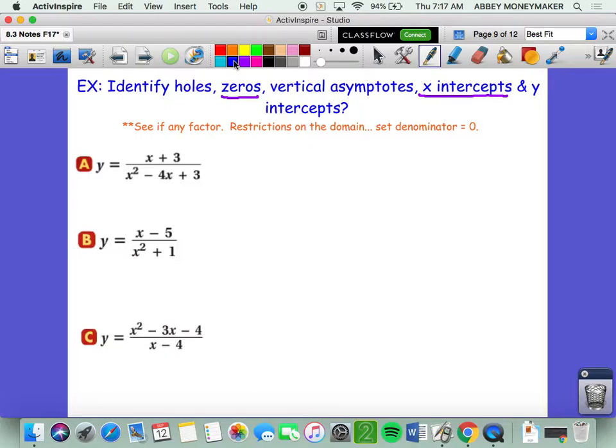On A, let's go ahead and get rolling here. The first thing you notice is this is a rational function. You have a polynomial over another polynomial. But that bottom is not factored. So the first thing you need to do is see if any of the polynomials can factor, in which they do. So I'm going to rewrite this as x plus 3 over (x minus 3)(x minus 1).